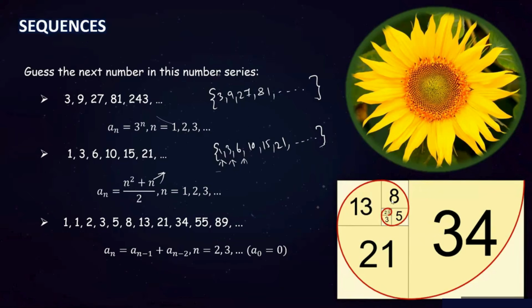I mean 13. Then when you add 13 and 8, it is 21. You see, like this, it creates spirals. Right? So that's the basic idea behind this. Now let me just define what is a sequence mathematically.